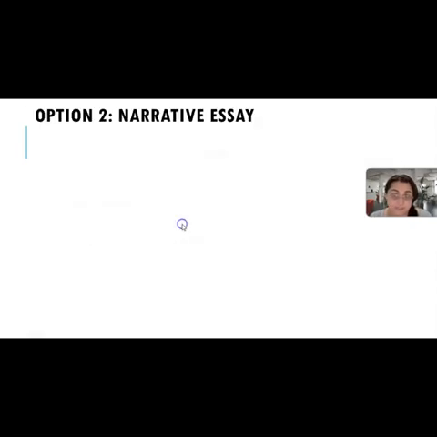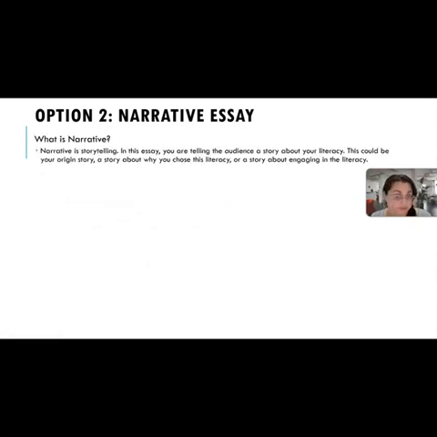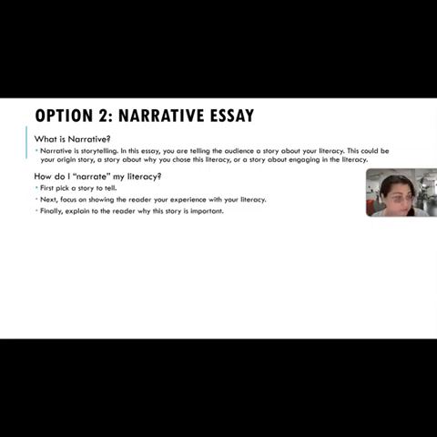Now, the narrative essay is literally storytelling. You are telling me a story, right? And you're going to tell the audience some kind of a story about your literacy. This can be your origin story, how you first started gaming, it could be a story about why you chose gaming. It could be a story about something that happened while you were gaming last week. It just needs to be a story.